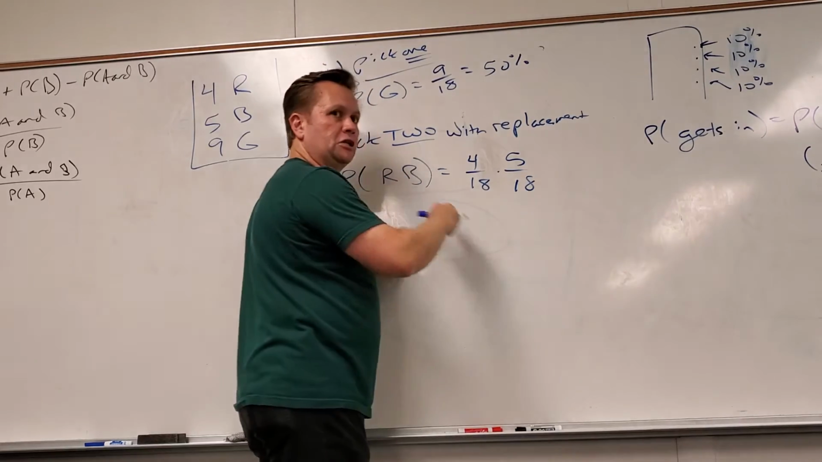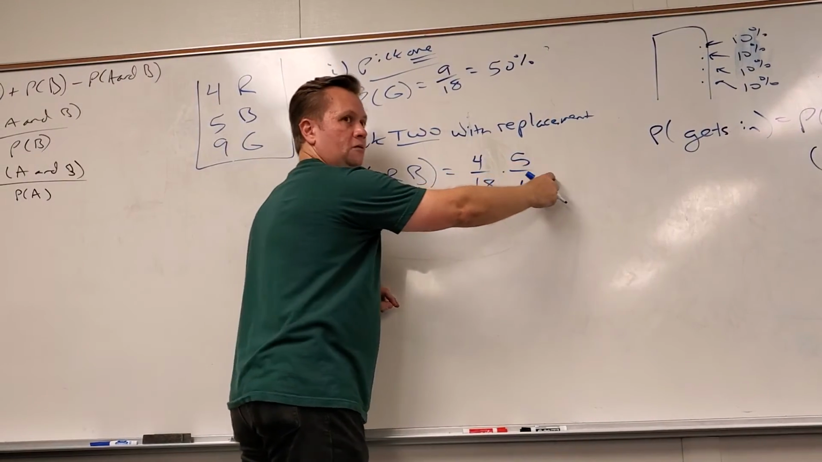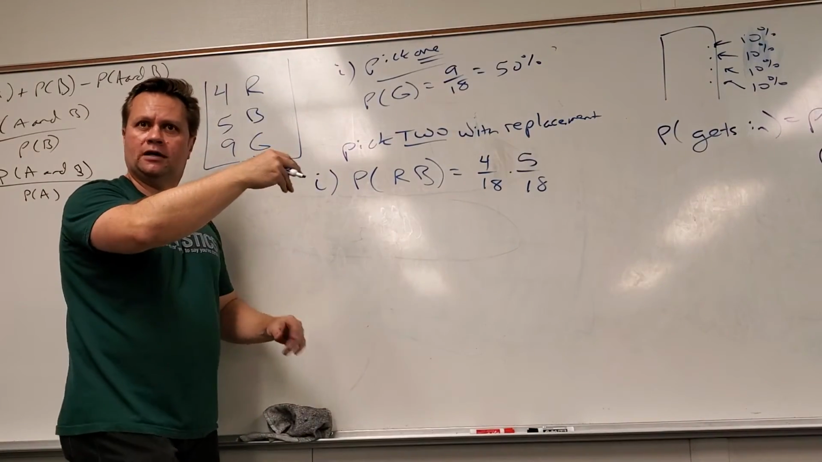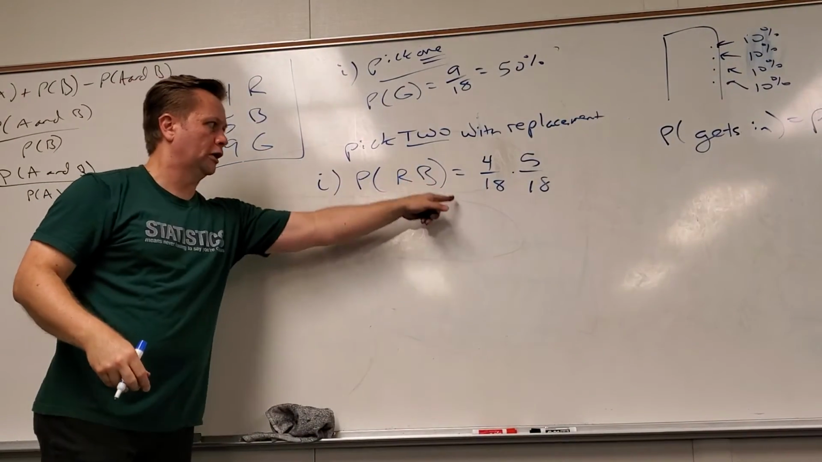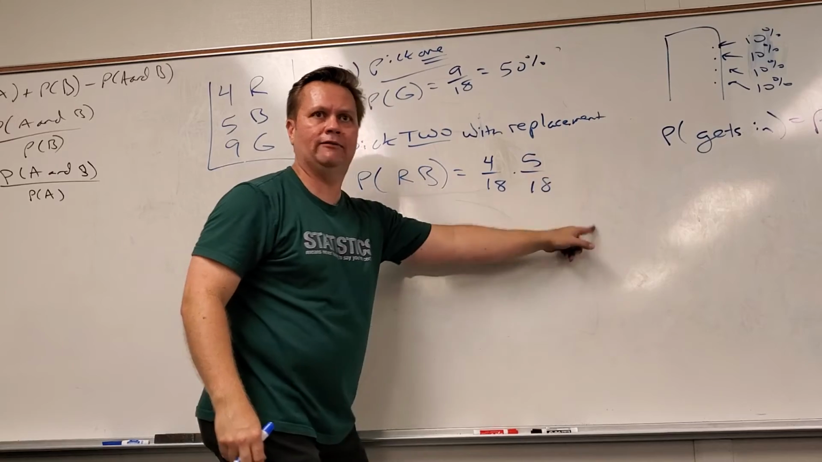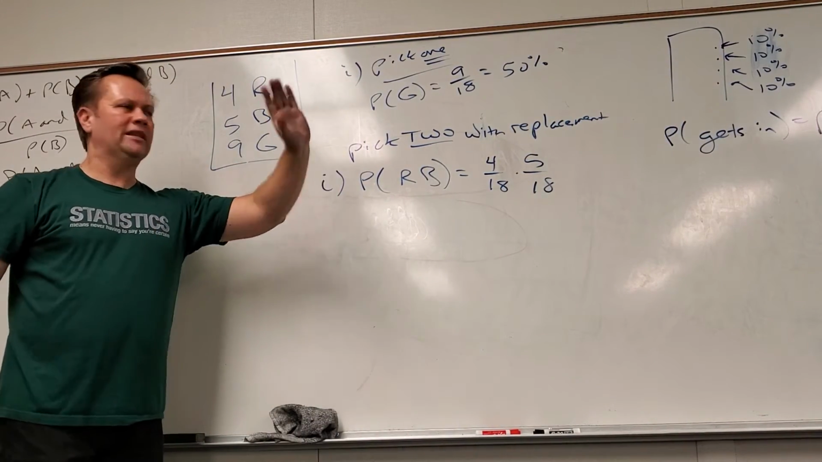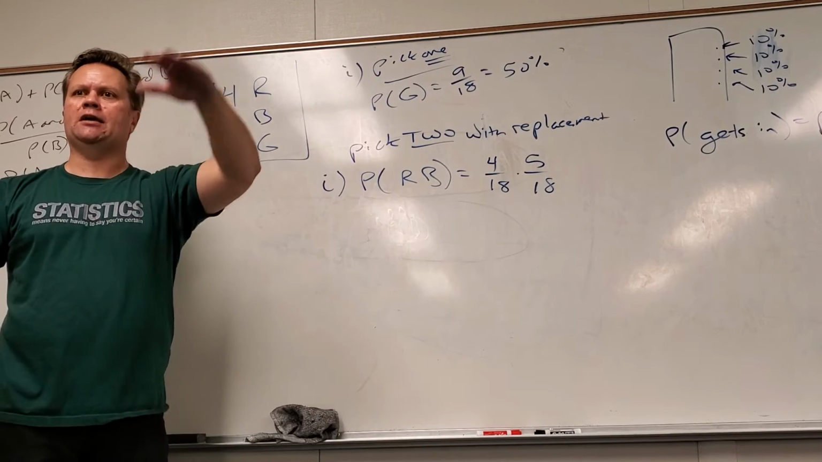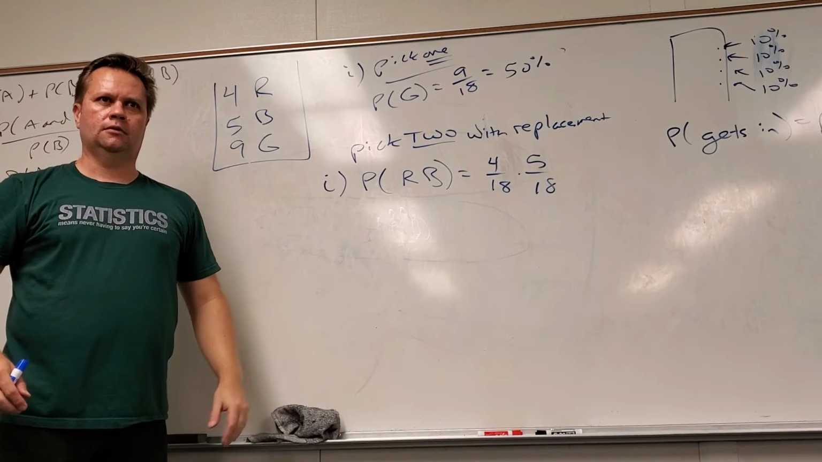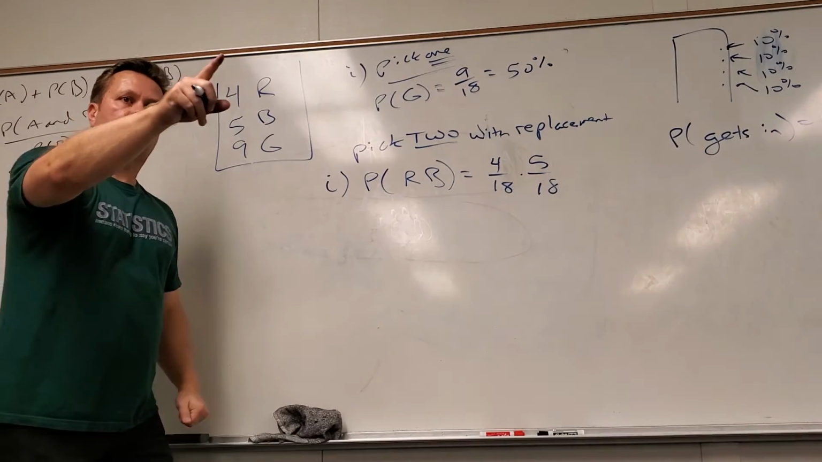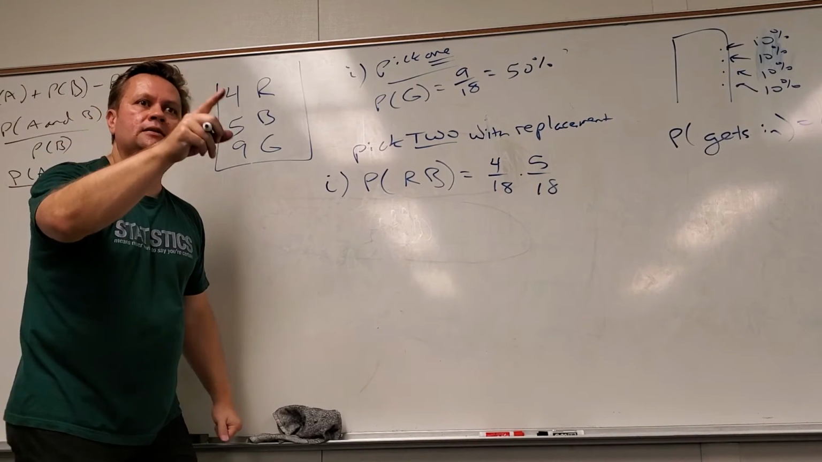If I would have picked 3 chips, there would have just been one more link, right? You guys see that? If I would have said red, blue, green, it would have just said times 9 out of 18. So I just link, it would have been "and." Those are all times. So with the replacement, it's just staying 18. With replacement is independent.